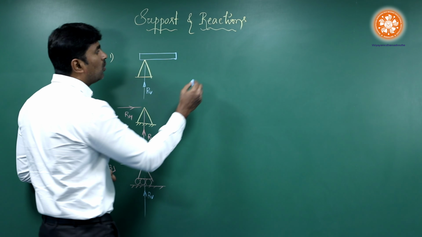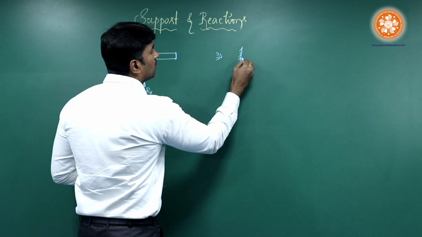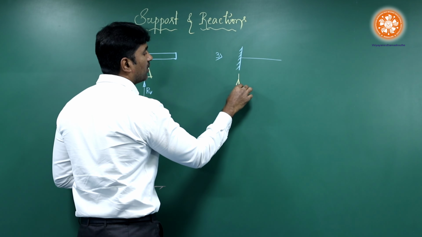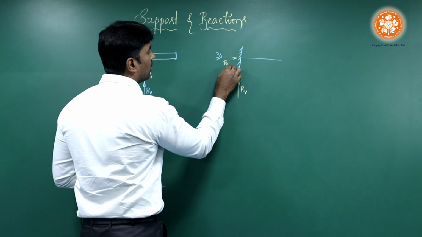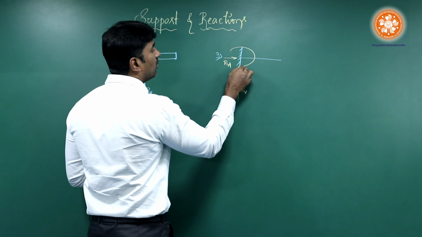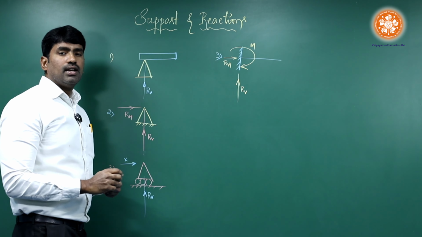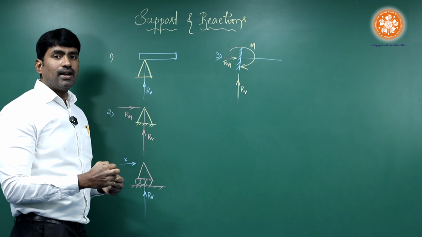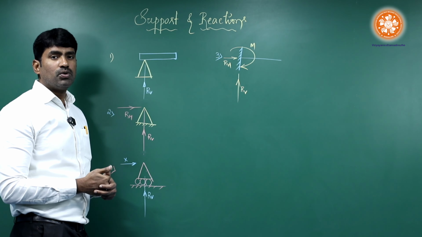And we have one more type of support, that is fixed support. This fixed support is quite simple. For this, we have a reaction in vertical direction as well as a reaction in horizontal direction. In addition to this, we have a moment. So this is one simple question you can expect in your exam: define or explain with a neat sketch how many types of supports we have.